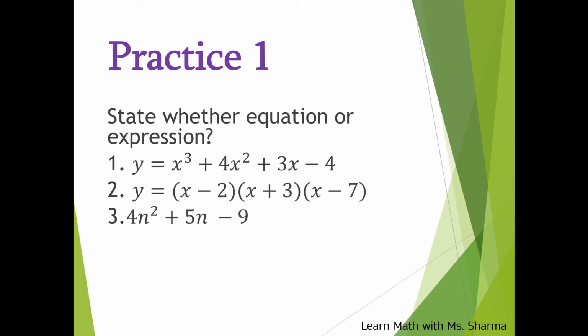4n squared plus 5n minus 9. This doesn't have equal sign. Therefore this is an expression. Y equals 2x plus 1 has an equal sign. So this is an equation. 3x plus 3 does not have equal sign. Therefore this is an expression.